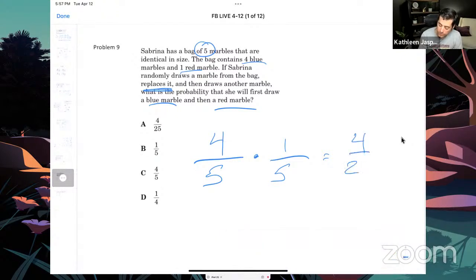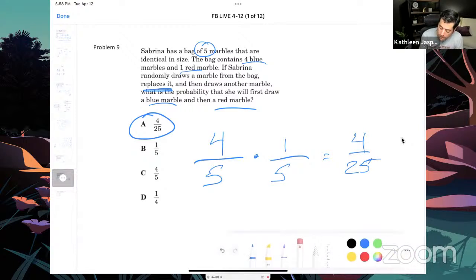4 out of 25. We always check to see if we can simplify it, but then look at the answer choices. The only one that's got 25 as a denominator is 4 out of 25. We can't reduce it. That was pretty easy because it was right there, but sometimes it's all in the narrative in that first problem where that can trip you up. So be careful of that, okay?